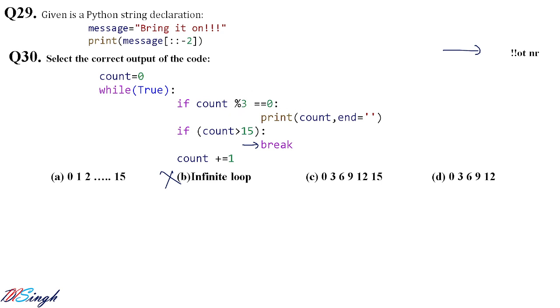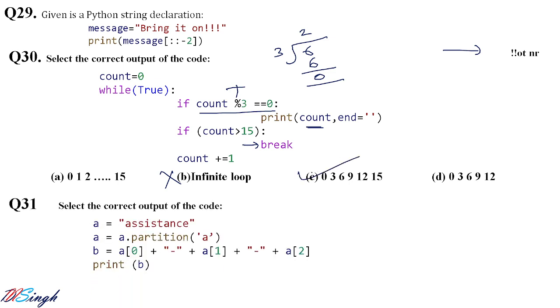Which is going to be printed? Only the values which are completely divisible by 3, because if you divide a number like 6 by 3, any number which is completely divisible will generate a remainder of 0, and whenever the remainder is 0, this condition is going to be true and the value of count will be printed. So 0, 3, 6, 9, 12, 15. For 15 it will run, but only when count becomes greater than 15 will it break. So 15 will come in the output. So option C is correct. I hope you are getting it.